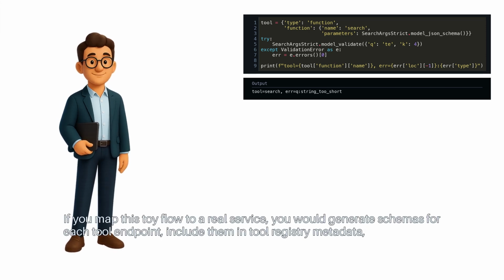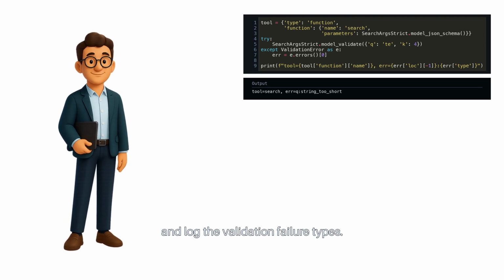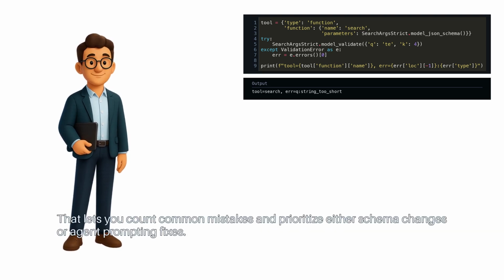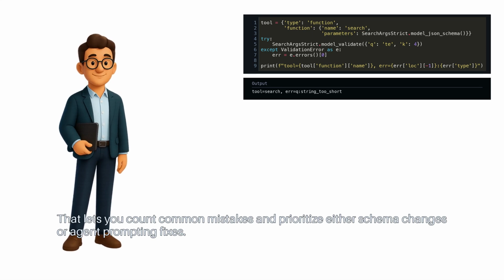If you map this toy flow to a real service, you would generate schemas for each tool endpoint, include them in tool registry metadata, and log the validation failure types. That lets you count common mistakes and prioritize either schema changes or agent prompting fixes.